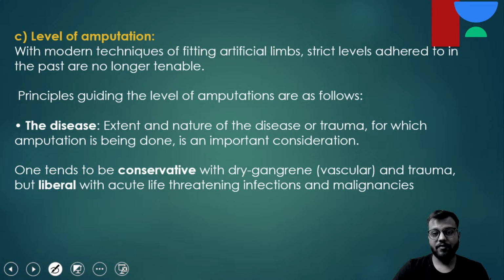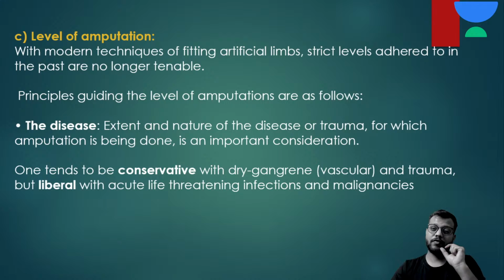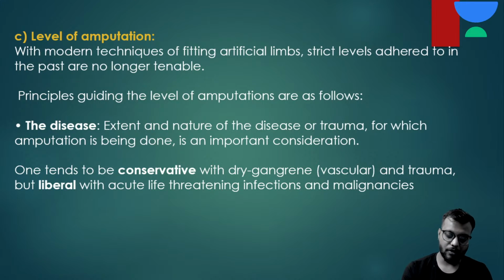Now level of amputations, earlier it was very strict कि इतना ही level होना चाहिए, but with new prosthesis and newer technology ये इतना important नहीं रहा है. But फिर भी you need to remember कि below knee amputation में at least 10 centimeters of the tibia should be there. Okay, at least 10 centimeters of the tibia should be there, and अपन बोलते हैं कि the best is ankle joint से 10 centimeter above is the best.